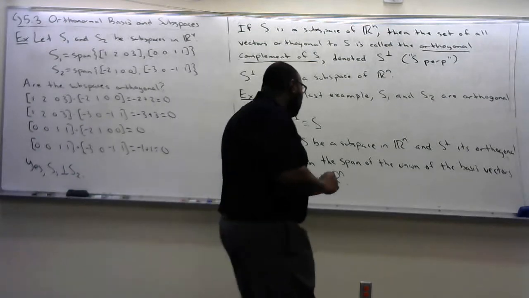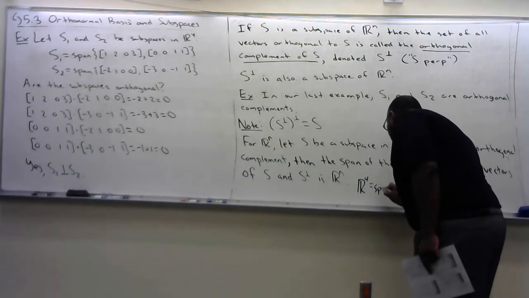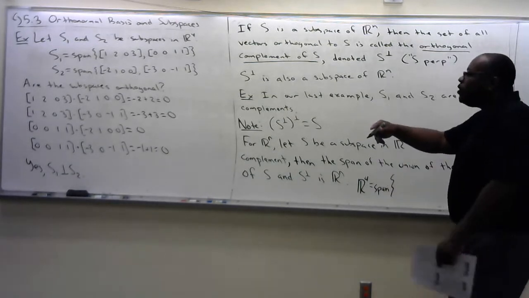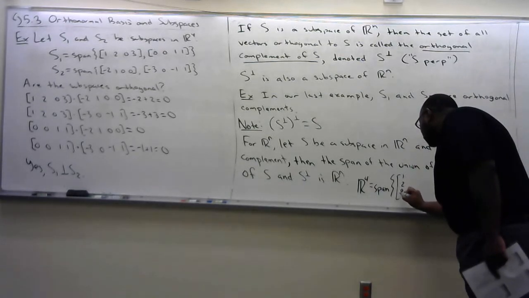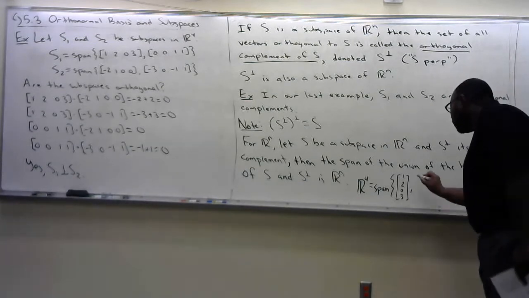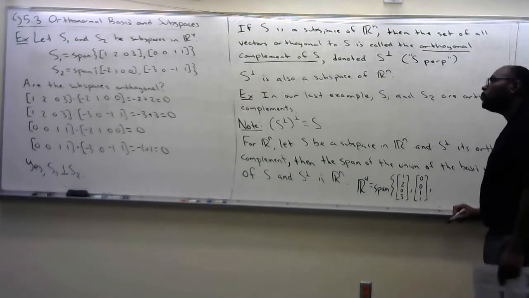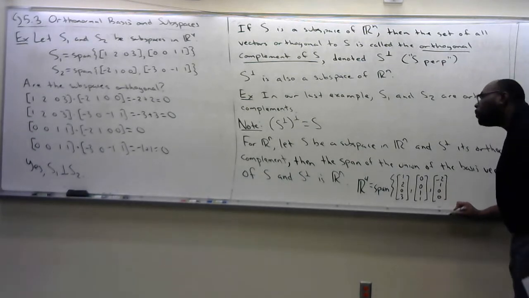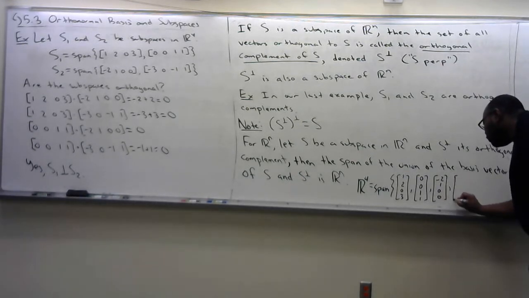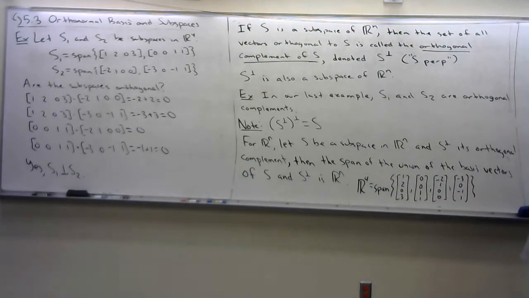And I can say that R4 is equal to the span of those combined basis vectors of S1 and S2. So 1, 2, 0, 3. 0, 0, 1, 1. Negative 2, 1, 0, 0. Negative 3, 0, negative 1, 1. The span of all four of these vectors from S1 and S2 is going to be R4.